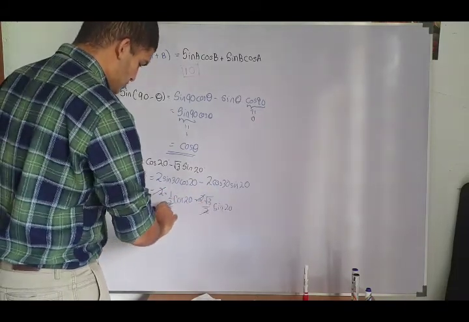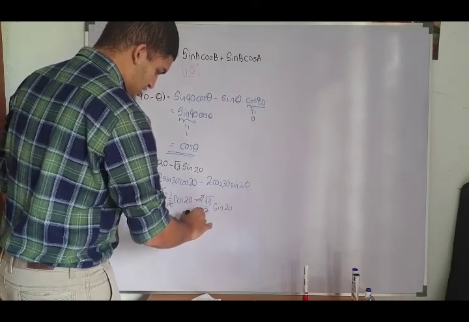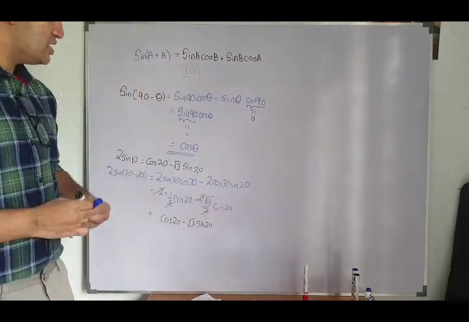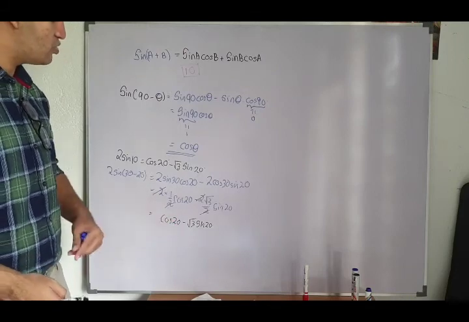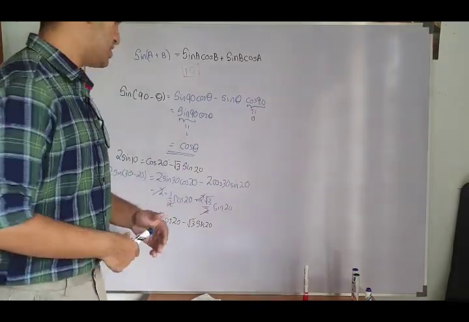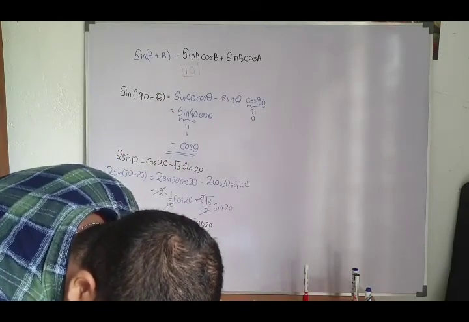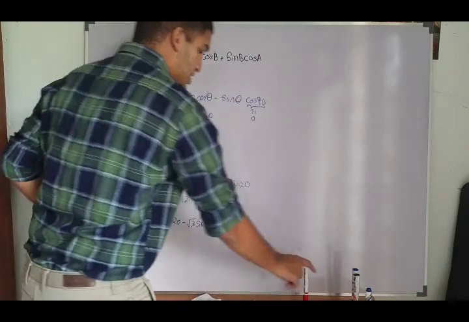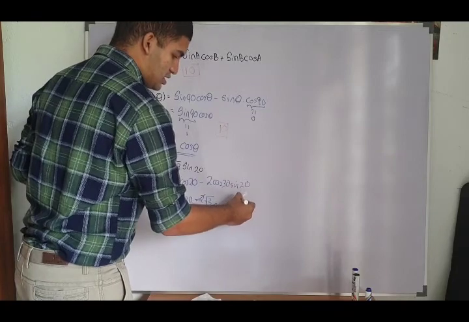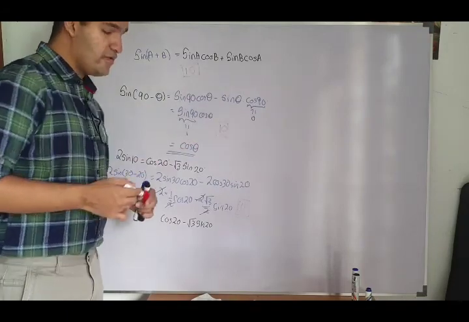So cos 20 minus root 3 sin 20. Looking here, we get the answer cos 20 minus root 3 sin 20. For this part we get marks: 10 marks for this, 10 for this, and 10 for this. So therefore we can obtain a total of 30 marks.